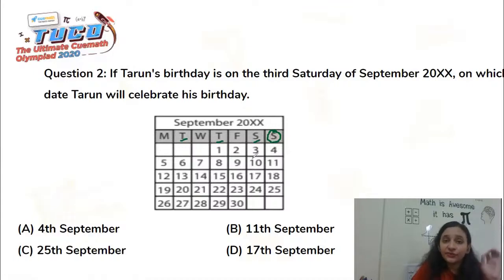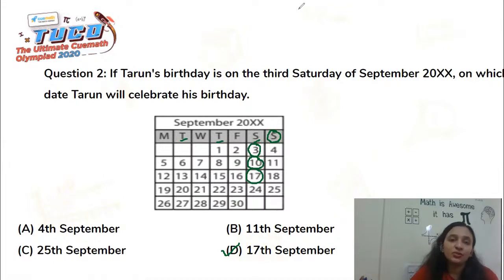So the first date which falls on a Saturday is your first Saturday. The second date that falls on a Saturday is your second Saturday. So this is our first Saturday, this is our second Saturday, and this is our third Saturday. And we needed to know which is the third Saturday because the question says Tarun's birthday is on the third Saturday. So the correct answer to this question becomes option D, which is 17th September. So I hope you all are clear with this question.